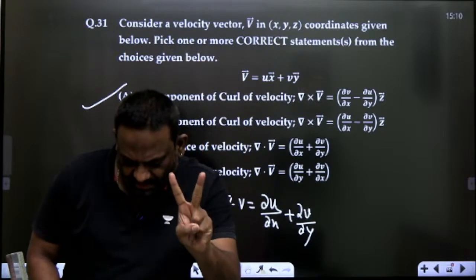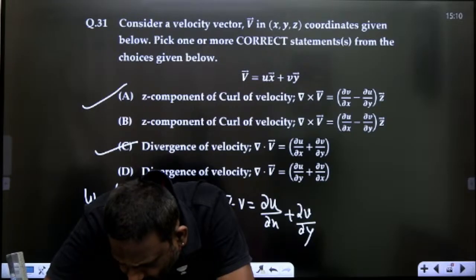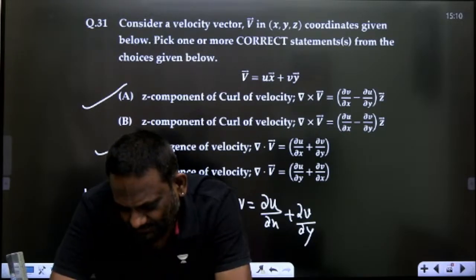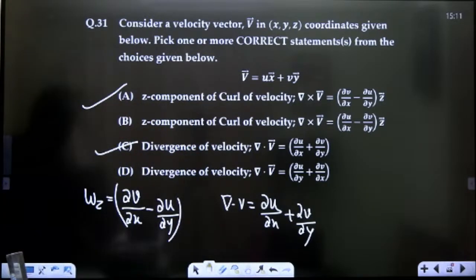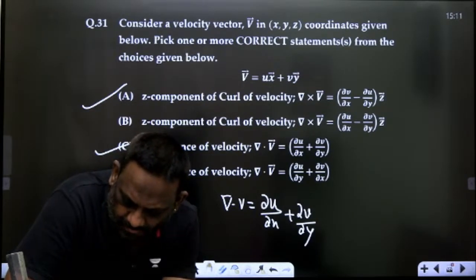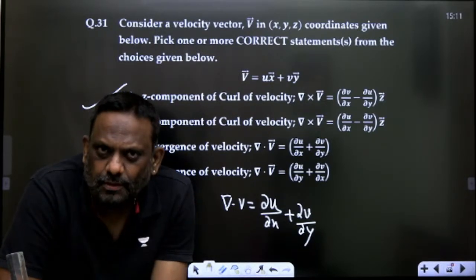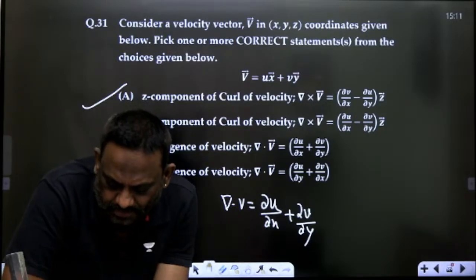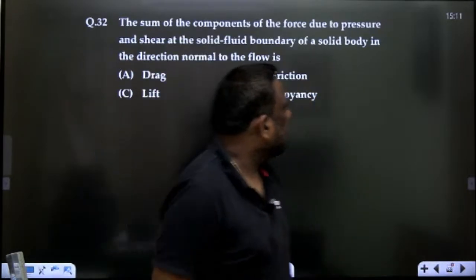Anyone got only... सिद्ध क्या नाम रे? Only Sid Naguria. सही है या गलत है रे? डाइवर्जेंस अभी क्या था? dou u by dou x plus dou v by dou y plus dou w by dou z. करेक्ट या नॉट? मुश्किल है सर आपको पढ़ाना. नेक्स्ट.